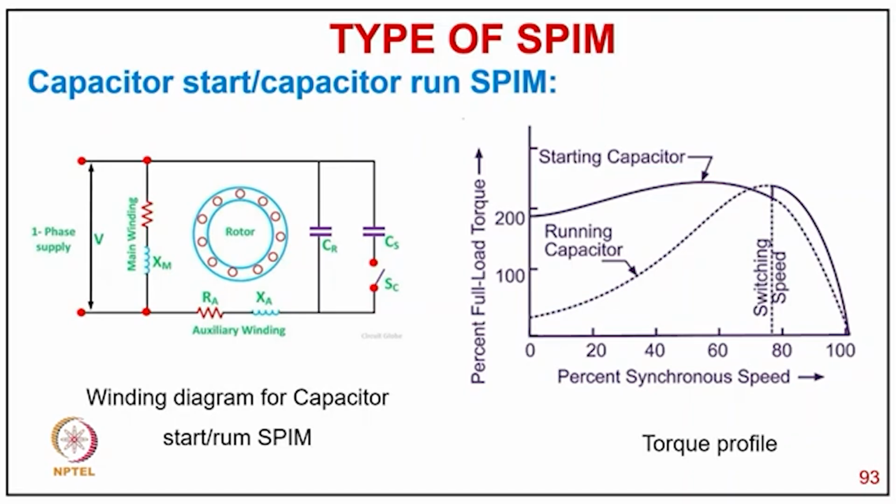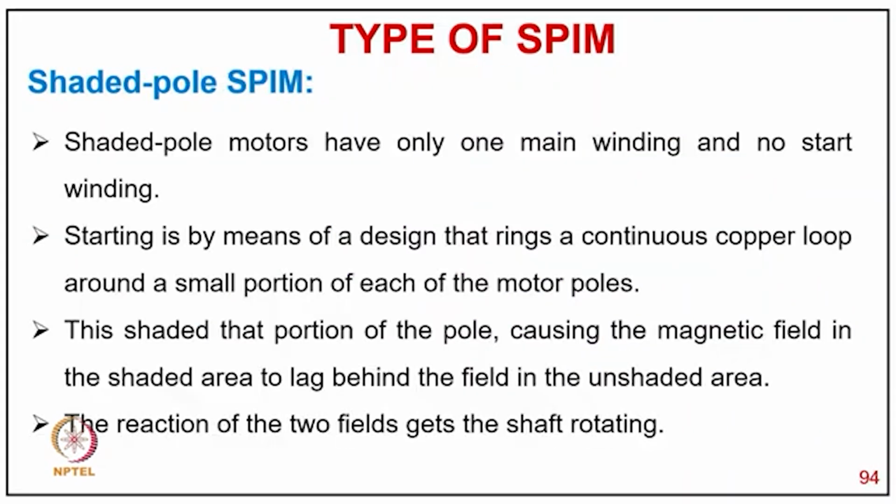First, it remains on the starting capacitor, producing high starting torque of around 200%, and once it comes to 75% speed, because of the action of the centrifugal switch, it switches over to another characteristic, which is with the running capacitor and the two windings. But normally these motors are used for high ratings, of the order of 3 or 4, like a 2.2 kilowatt motor or higher than that. Then another category of motor is the shaded pole single phase induction motor.